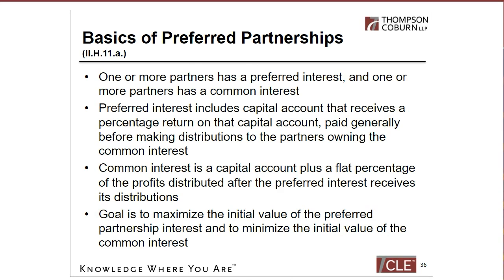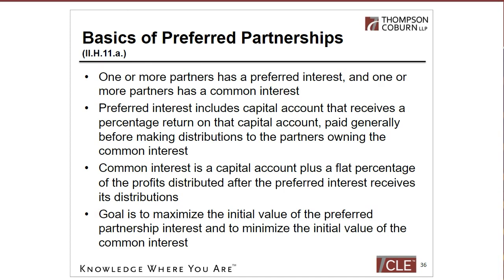Now, it does say paid generally before making distributions to the other partners. And why do I say that? That's because there may be cases where taxable income is going to be taxed to the people owning the common interest. So let's suppose taxable income were not $80,000, but were $90,000, and the partnership distributed only $80,000 generally. Well, you've got $10,000 of taxable income, and that gets allocated to the common interest, and those people need a way to pay their taxes. So I may give tax distributions priority over the preferred return payment so that everybody can pay their taxes first. And then you get the preferred return.